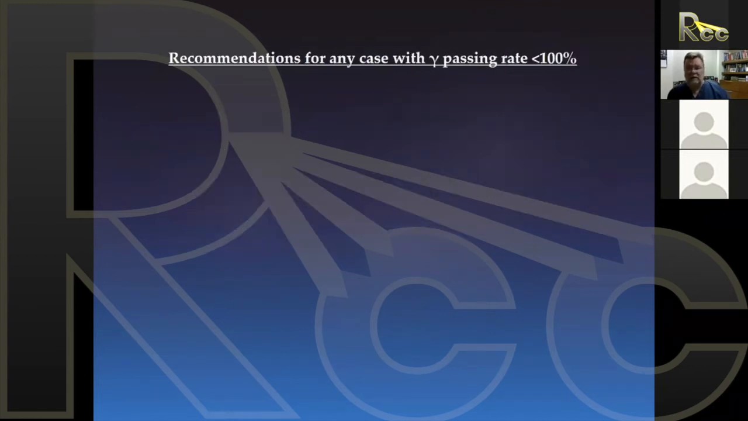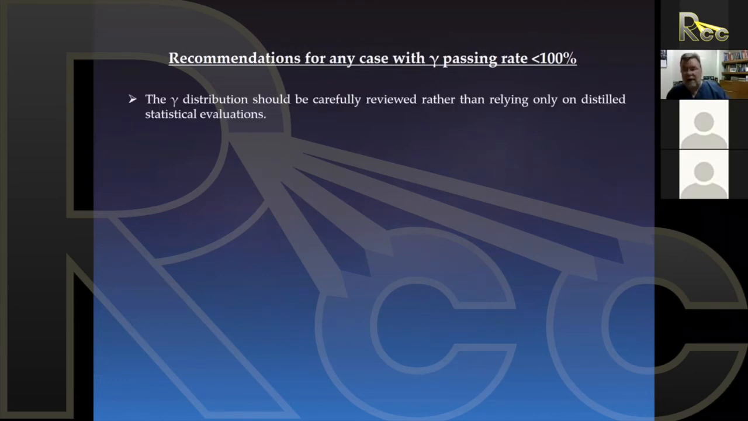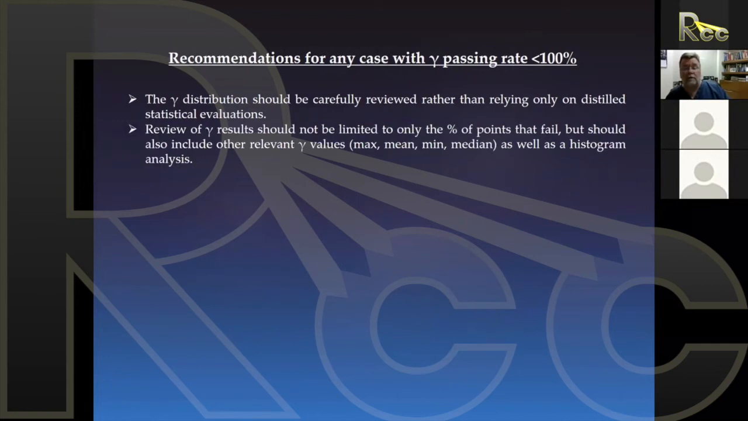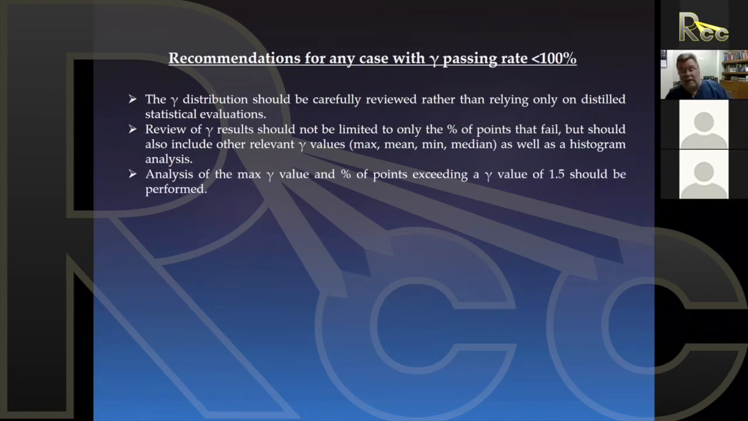They make recommendations for any case with gamma passing rate less than 100%. The gamma distribution should be carefully reviewed rather than relying on the distilled statistical evaluations: 95% passes or 93% passes. This may not be enough. Maybe we should look at how much the gamma distribution is failing and how many of the pixels are failing. Review of the results should not be limited to the percent of points that fail, but should also include other relative gamma values like the max, mean, min, median, any additional information that is given to you with the software. Analyze the maximum gamma value and percent of points exceeding that value, as I've already said.